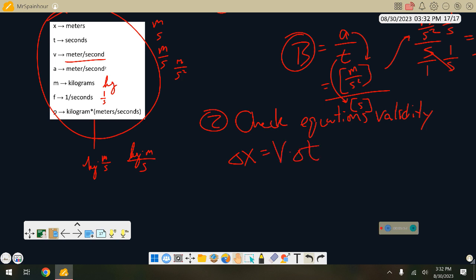Delta x equals v times delta t. We know that delta x has the units of meters. We know that v, velocity, has the units of meters per second, and time has the units of seconds. And that's seconds over 1, technically. If I cancel the seconds on bottom and the 1 on top, you'll see I'm left with meters equals meters.